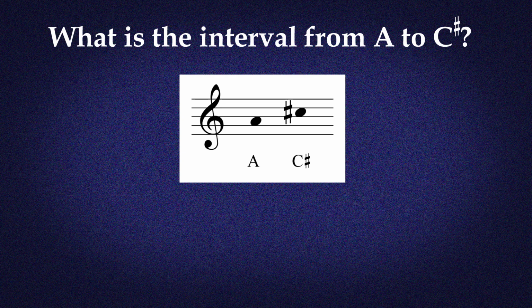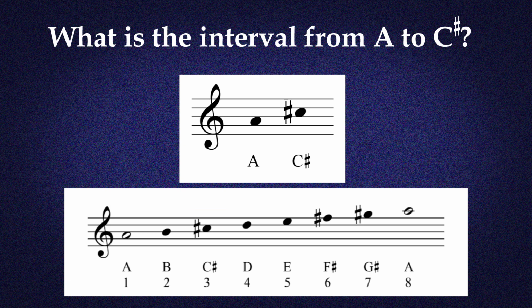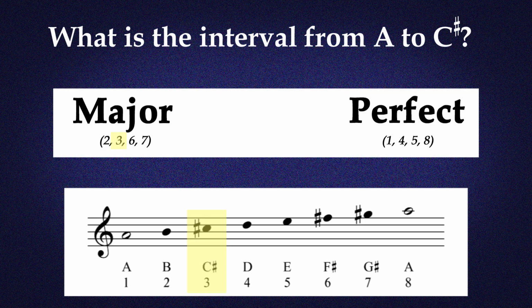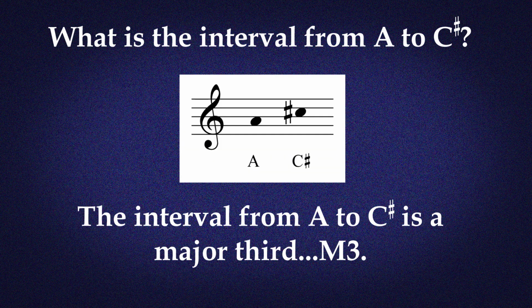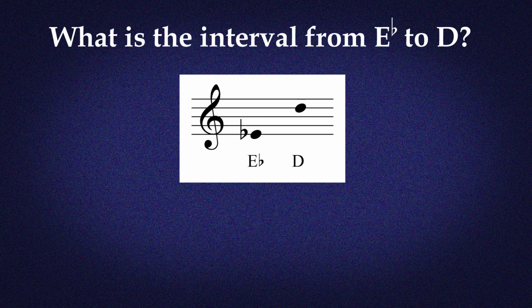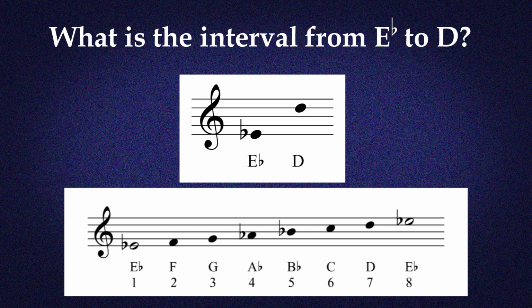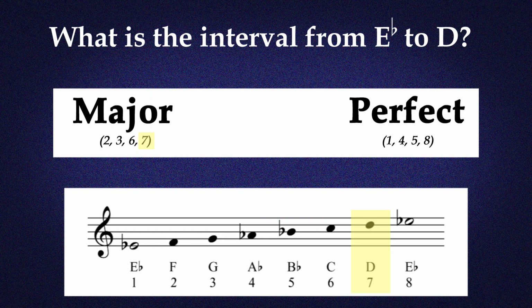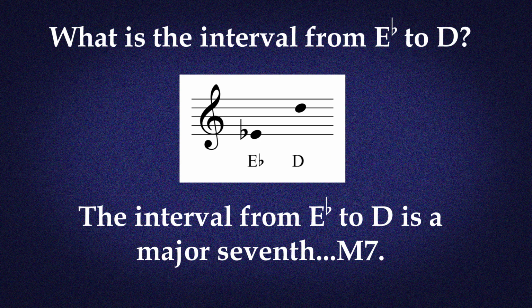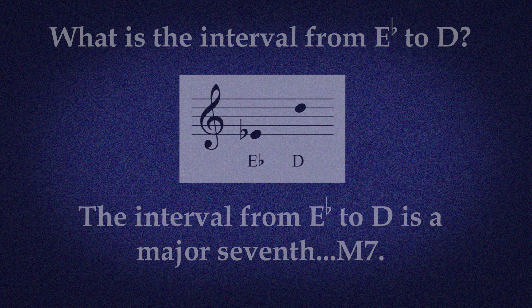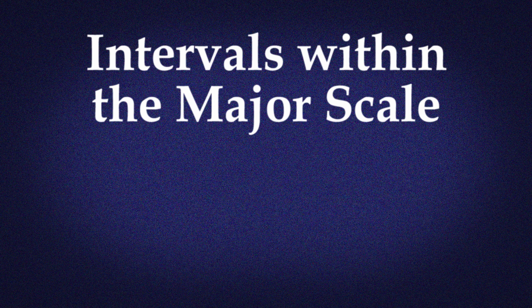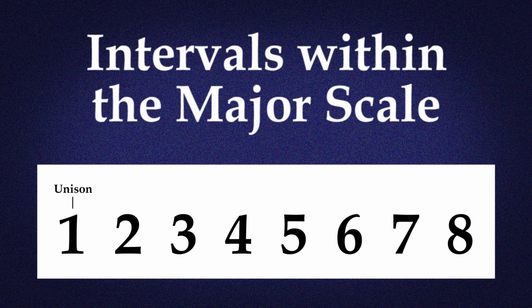What's the interval from A to C sharp? Within the A major scale, C sharp is the third note, and thirds are called major, so it would be a major third, M3. From E flat to D. In the E flat major scale, D is the seventh note, and sevenths are called major, so it would be a major seventh, M7.